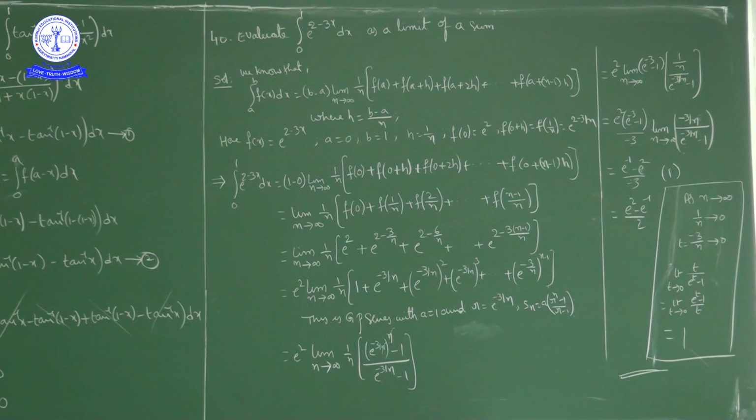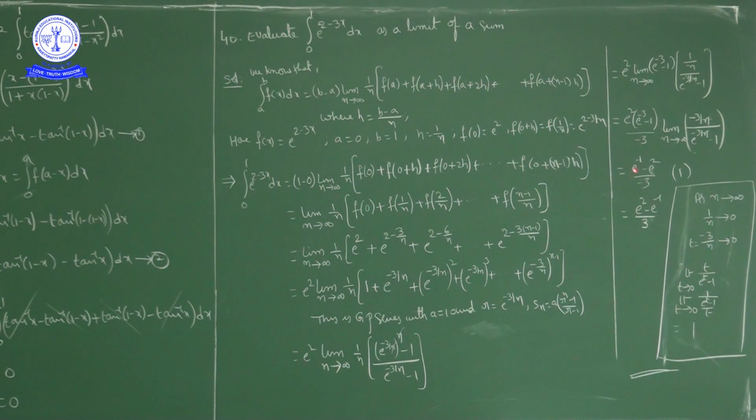Now here what I will do is I'll multiply with minus 3 and divide with minus 3. If you multiply e square inside, what do we get? e power minus 1 minus e square by minus 3. By multiplying with minus, what will we get? e power minus 2 minus e power minus 1 by 3.